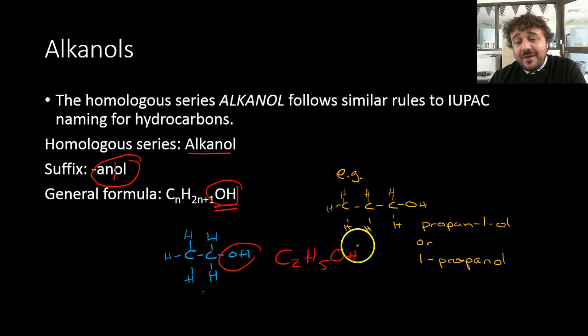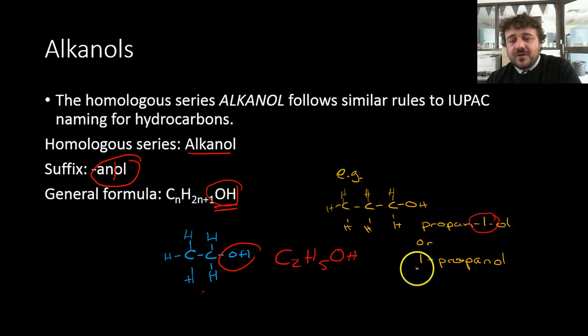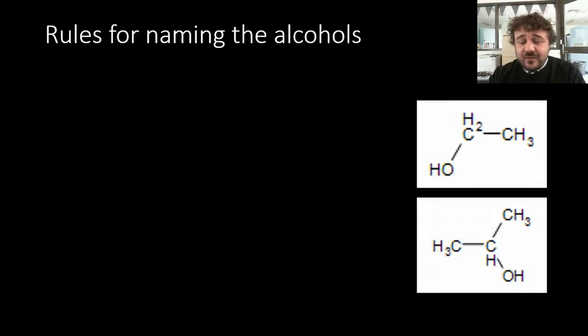Now when we look at naming it, we've got propane-1-ol. Remember we split it in the middle there. That's where the number goes, and this is propane, it's got 3 carbons. Or, if you get confused about where the number goes, you can use this one. This is preferred, but you can use this one if you get confused. That's important to know. And it's 1-propanol.